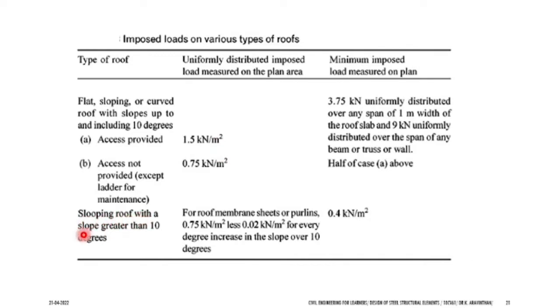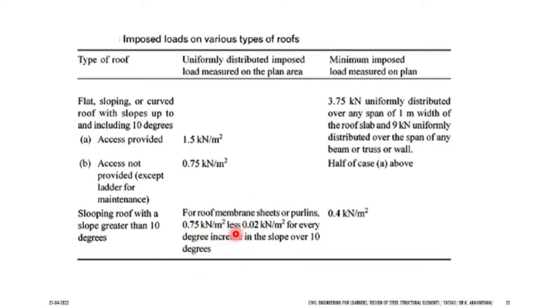Sloping roof with a slope greater than 10 degrees. If you have more than 10 degrees, you can take 0.75 and you can reduce 0.02 kilonewton per meter square for every degree of increase of slope over 10 degrees. That is, if you have 10 degrees of inclination of your roof, you can take 0.75. If you have 20 degrees of inclination, how much can you reduce? 0.2. That will be 0.55 kilonewton per meter square as your roof load.